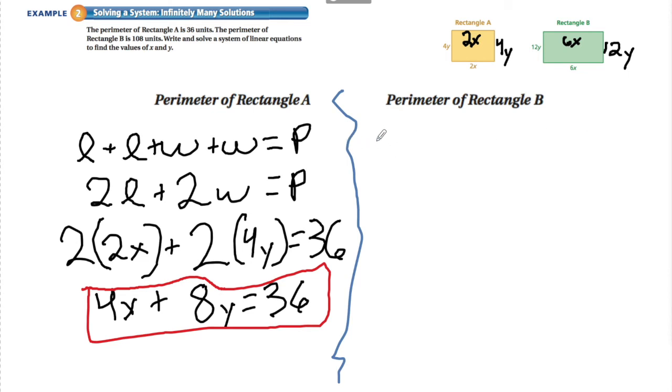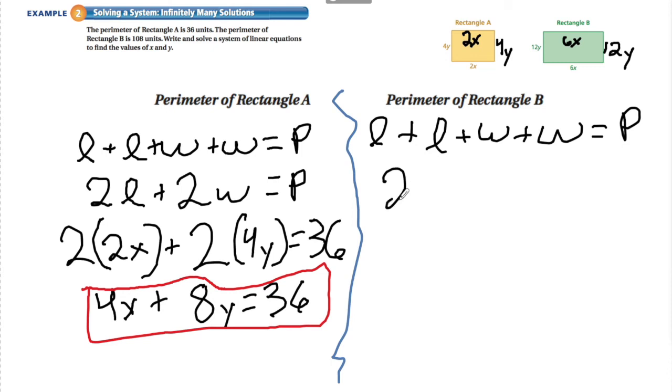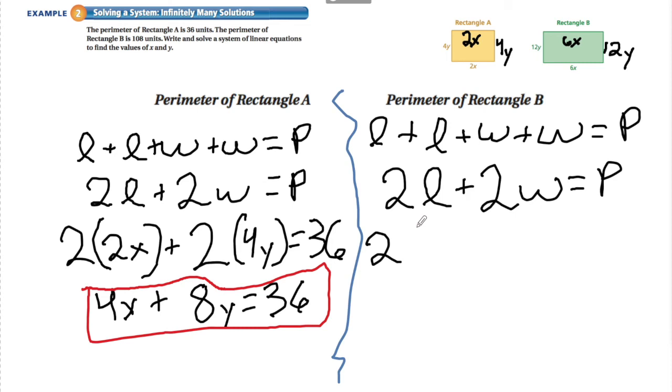Rectangle B, we know L plus L plus W plus W is equal to our perimeter. So our length plus our length plus our width plus our width equals the perimeter. It's all four sides added up. We can simplify this to 2L plus 2W equals P. So now let's plug in our length and our width.